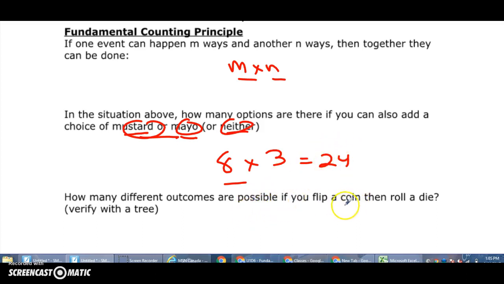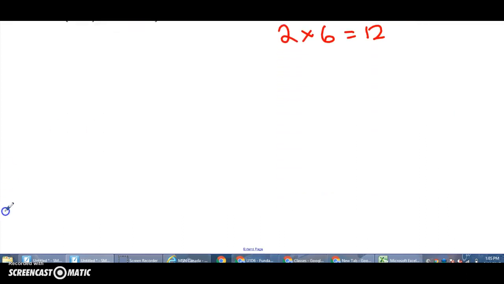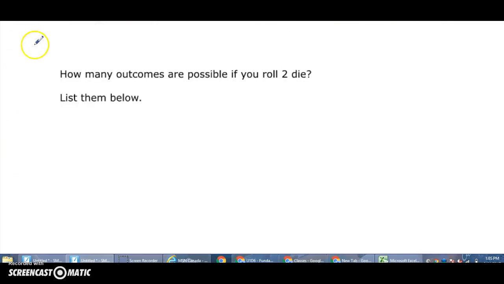Here you want to flip a coin and then roll a die. Flipping a coin, there's 2 options, head or tail. Rolling a die, there's 6 different options. So 2 times 6 is 12. You could have a head and a 1, a head and a 2, a head and a 3, a head and a 4, a head and a 5, a head and a 6. And then you can do the same thing with the tail, a tail and a 1 all the way down. So that's the fundamental counting principle. Let's keep going with the note here.